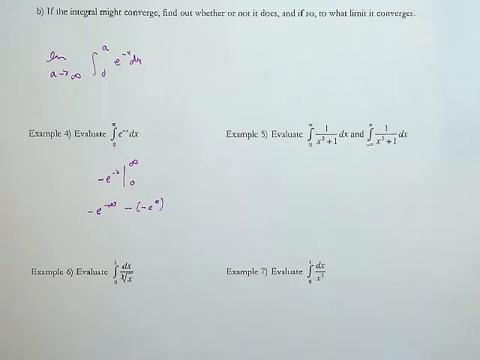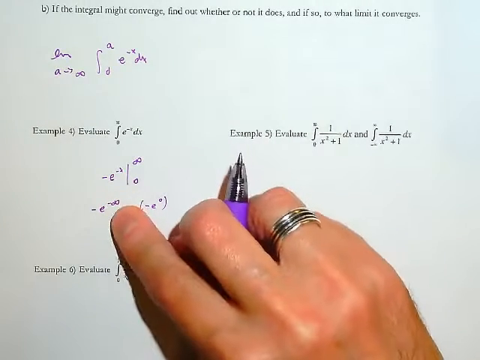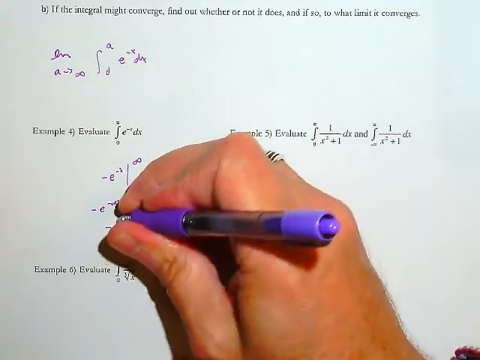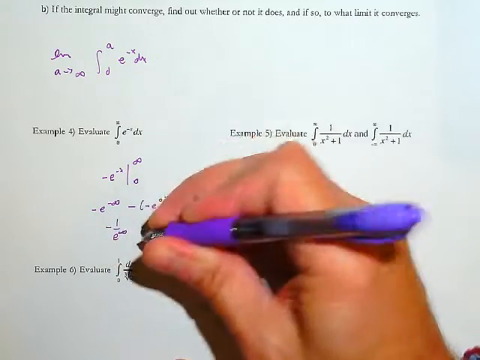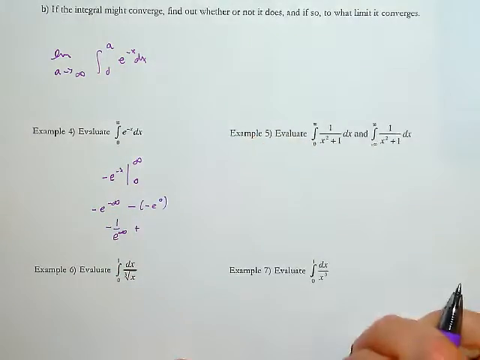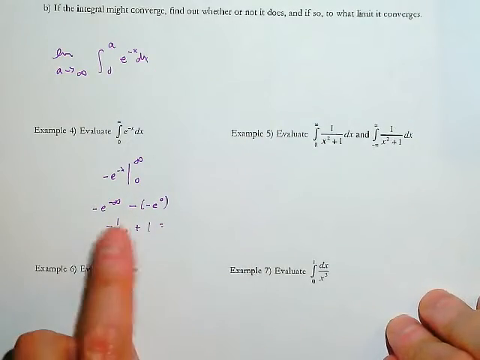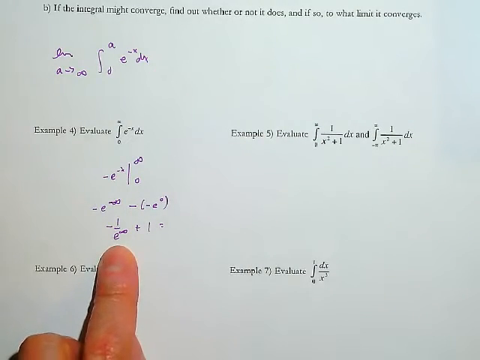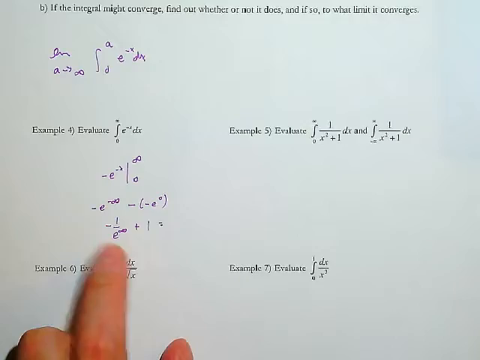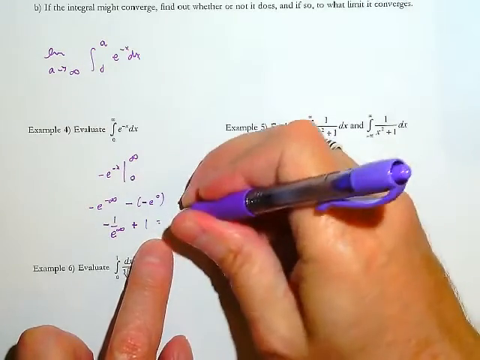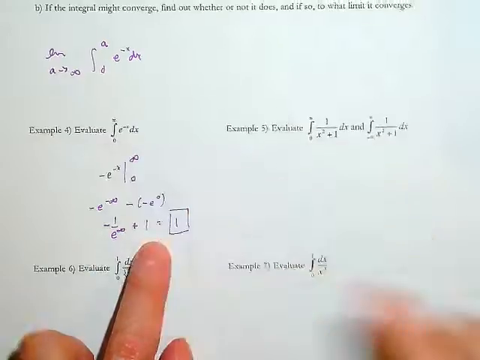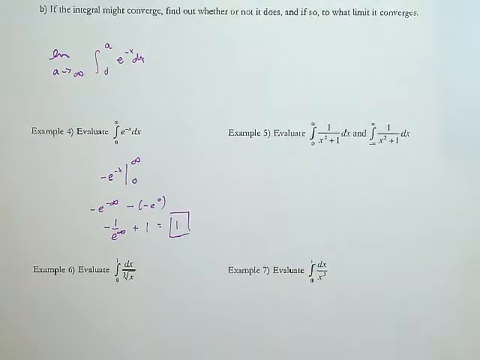You could see that. Well, negative exponents sometimes confuse us. So I'm going to rewrite this as negative 1 over e to the infinity plus, well, what's e to the 0? That's just 1. However, what is negative 1 over e to some ginormous number? Isn't that going to be 0? So 0 plus 1 is 1. That limit converges, or that integral converges there.